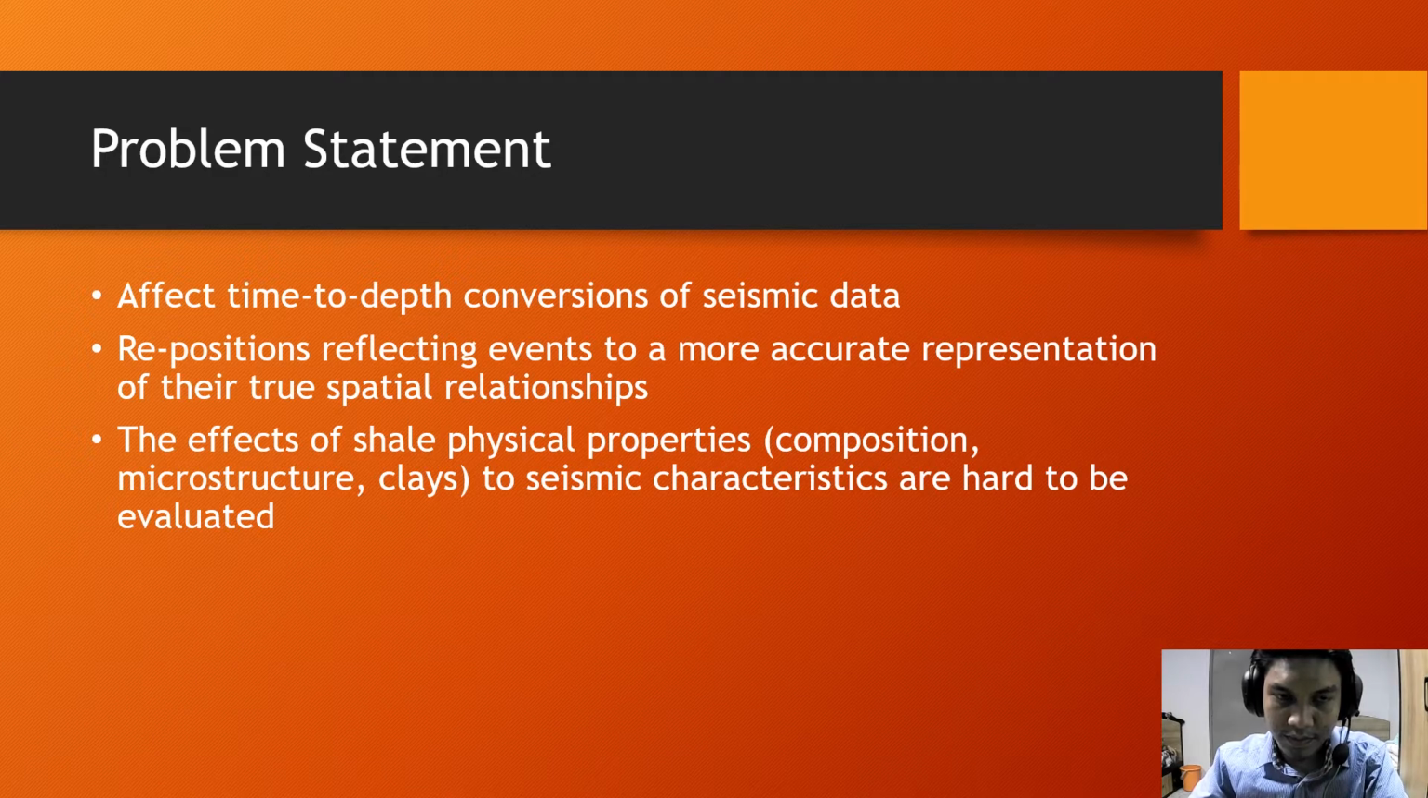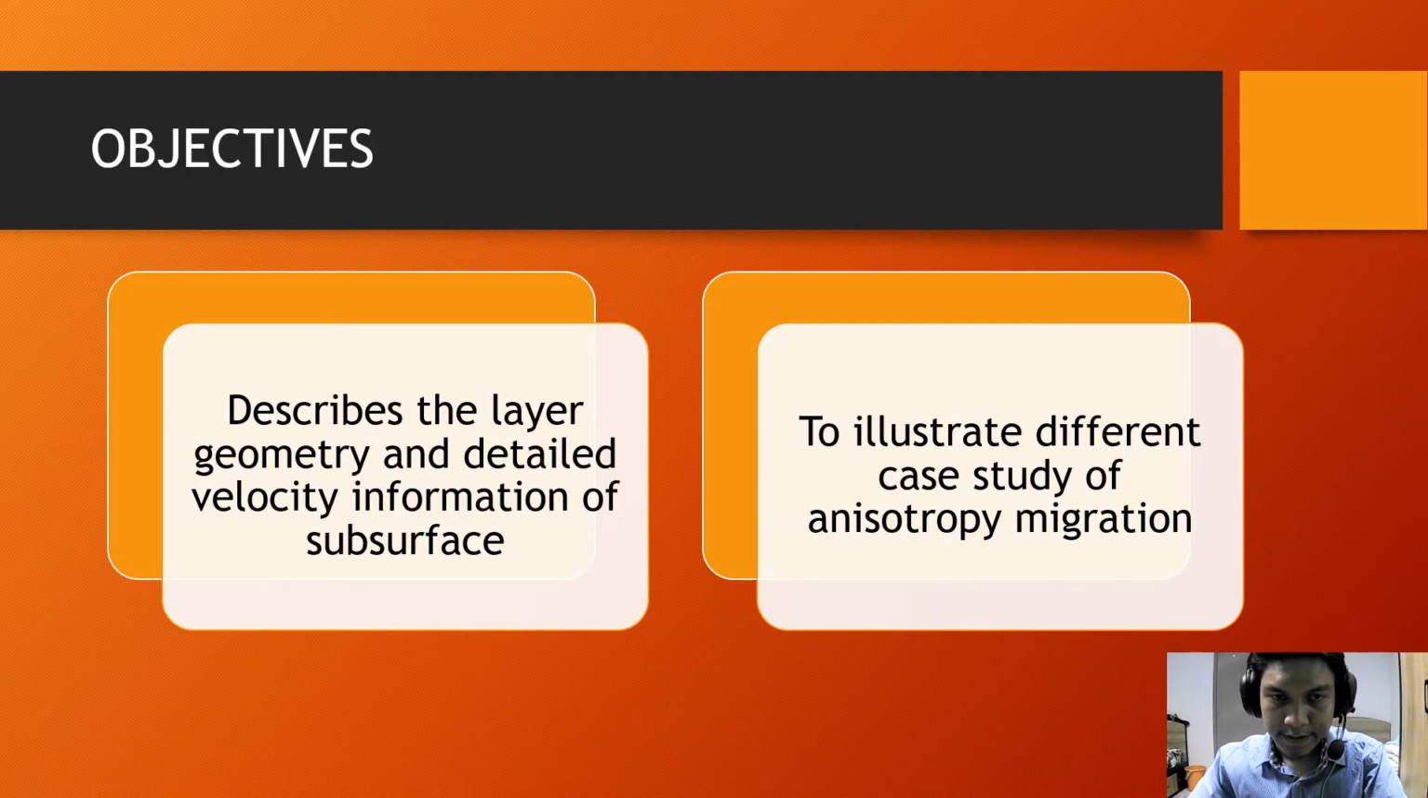So this misinterpretation can seriously alter the location of our exploration target, mainly if we do it for exploration purposes. And anisotropy also has effects on shale physical properties, such as composition, microstructure, or clay, which makes the seismic characteristics hard to evaluate.